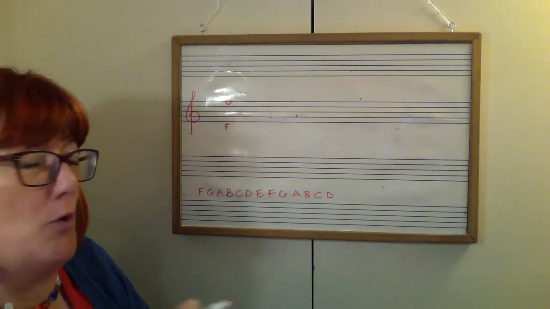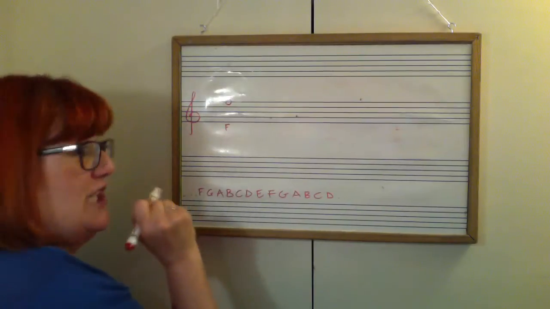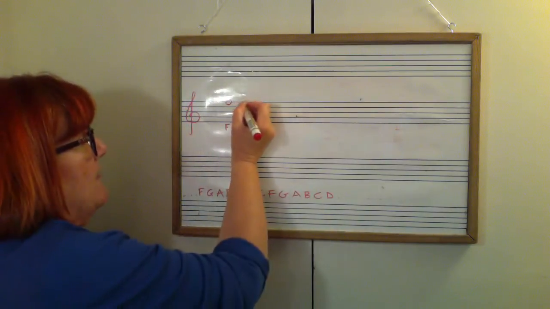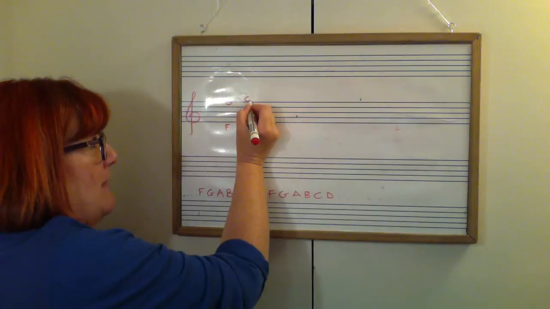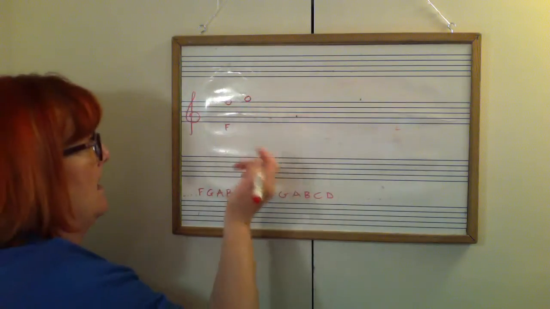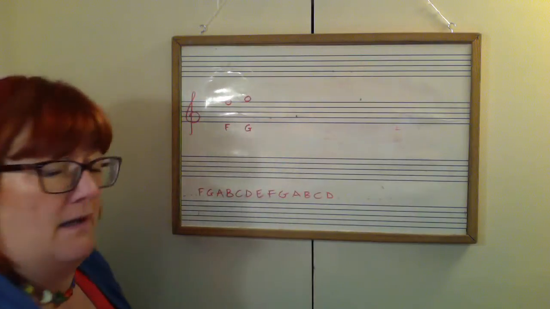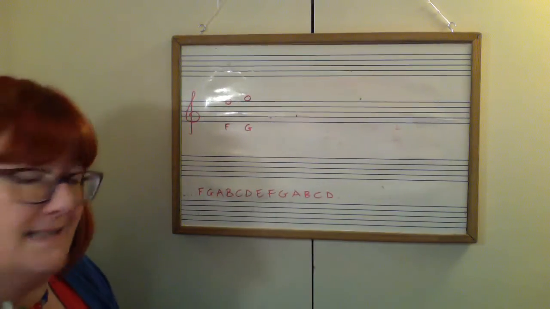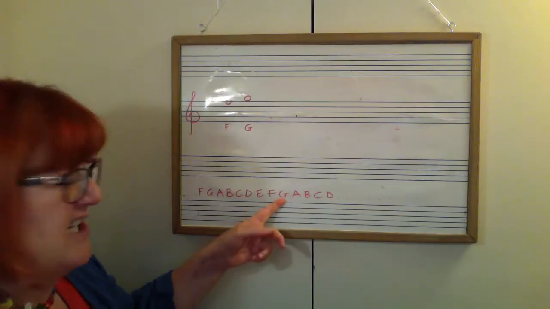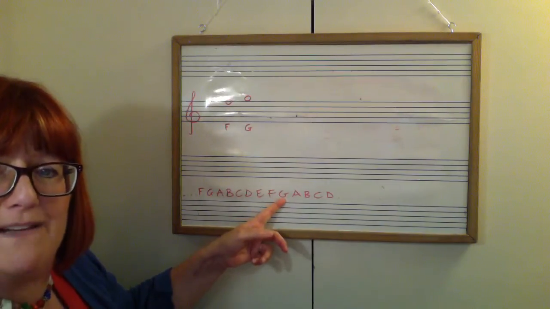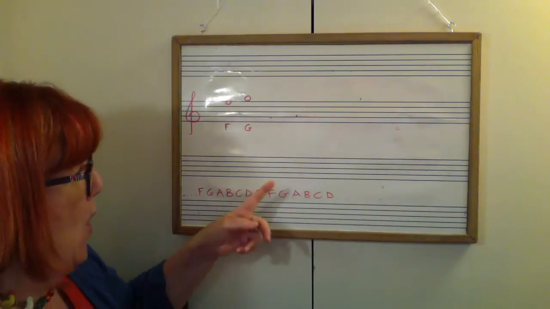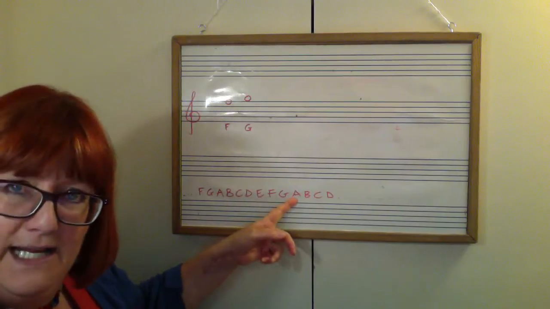I know somebody called out the right answer. G is going to go into the next space. Remember, it's always line, space, line, space. So there is our G. So if it's line, space, and G is the last letter of our musical alphabet, and then we start again, where will the A go?